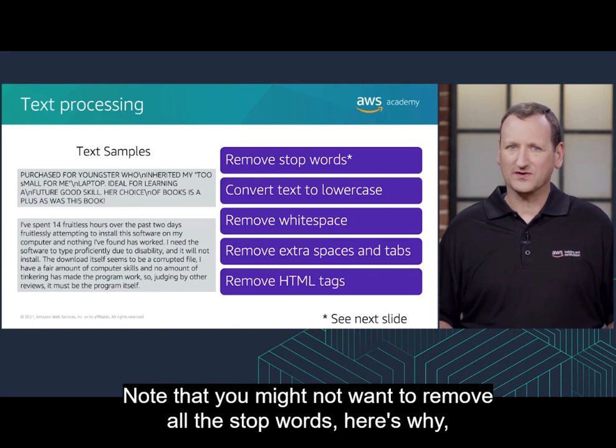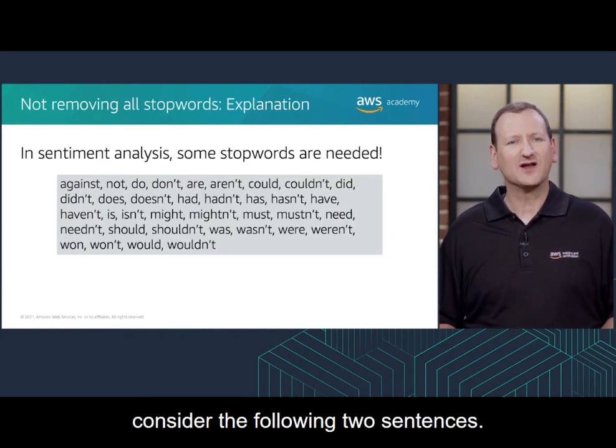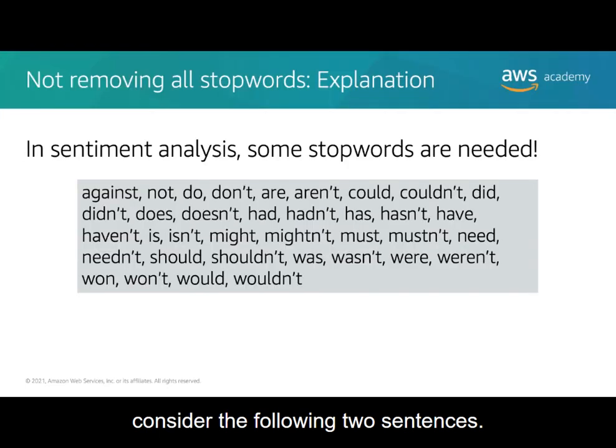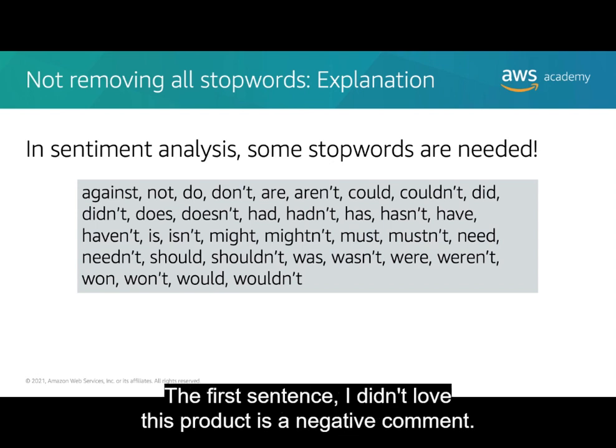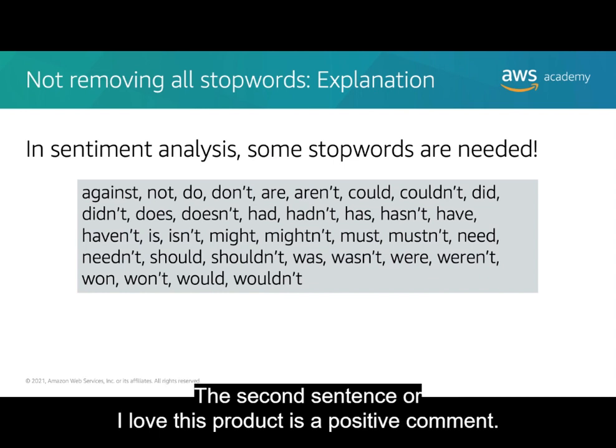Note that you might not want to remove all the stop words. Here's why. Consider the following 2 sentences. I didn't love this product. I love this product. The first sentence, I didn't love this product, is a negative comment. The second sentence, I love this product, is a positive comment.